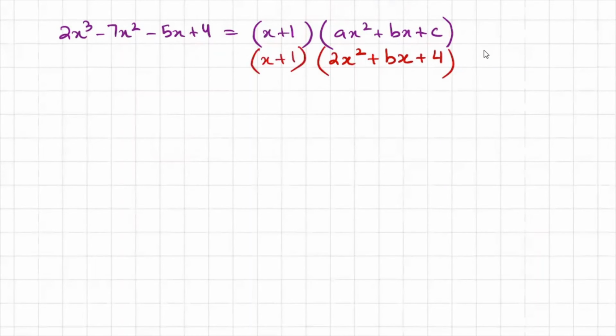Now I'm going to expand them. How do you expand them? One at a time, multiply them like this. So let's expand it. This will be 2x cube plus bx square plus 4x plus 2x square plus bx. It's a little bit lengthy, but this is how you have to do it. Okay, I've expanded it. I cannot simplify anything at this point.